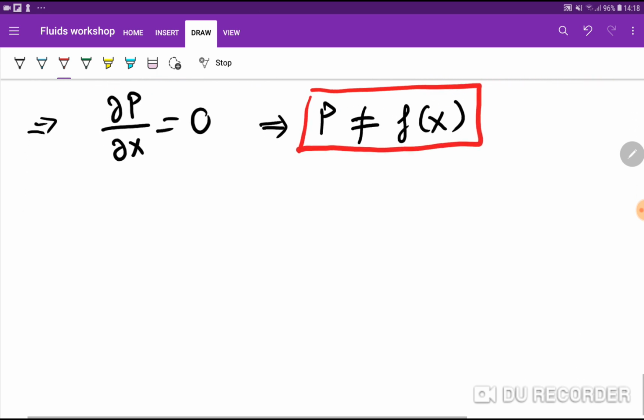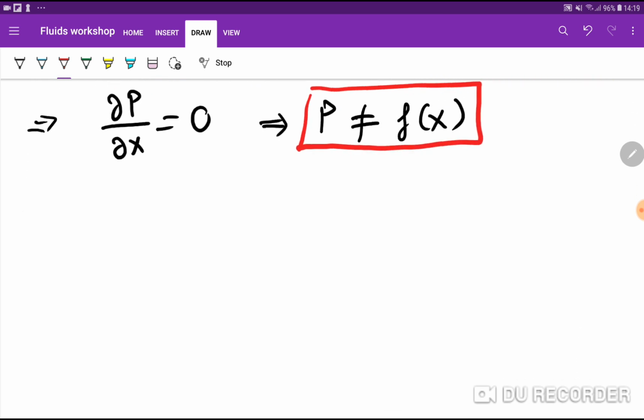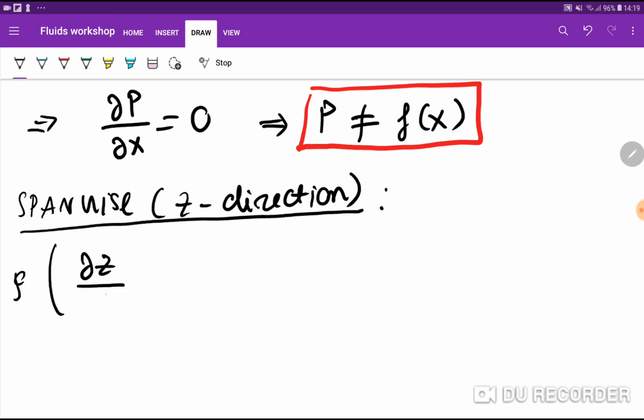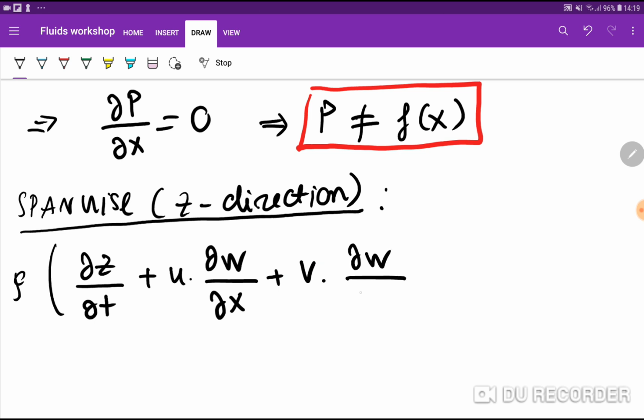Okay, similarly, let's do it in the spanwise direction. So let me write there: spanwise, z direction. Okay, let's see what we have. We have rho times partial w over partial t plus u times partial w over partial x plus v times partial w over partial y plus w times partial w over partial z.